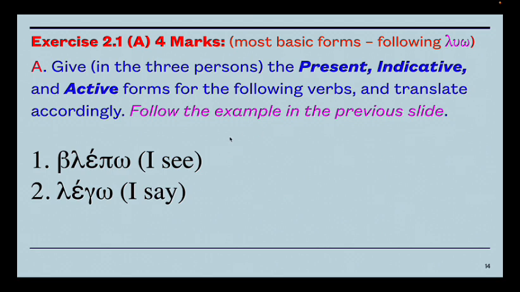Here is an exercise for you. Now this is not an example, but what you need to do is to follow the example in the previous slide and produce in three persons the present indicative active forms for these two verbs: blepo, I see, and lego, I say. Please stick to the previous lesson's example. It is very easy. Okay, good. And it has four marks. I'm going to mark them.